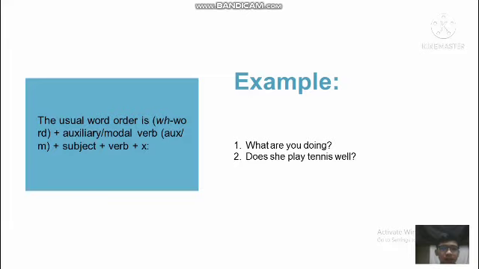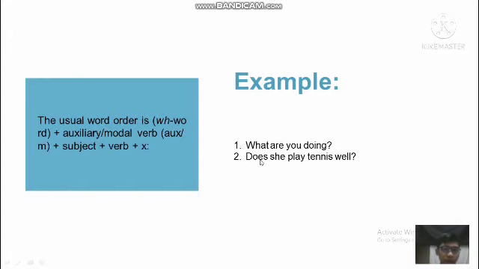For example, "What are you doing?" Our auxiliary verb here is "are." First we have the WH word, followed by "are," which is our auxiliary verb, then the subject "you," then the verb "doing." So: WH word, auxiliary verb, subject, then verb.